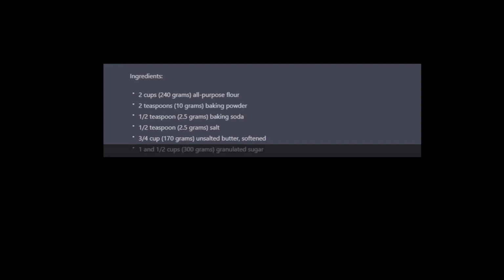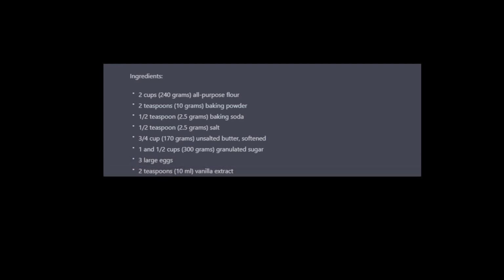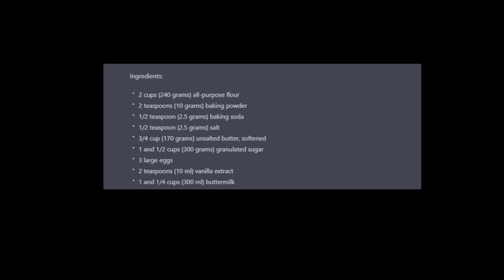3/4 cup or 170 grams of unsalted butter, softened, 1.5 cups or 300 grams of granulated sugar, 3 large eggs, 2 teaspoons or 10 milliliters of vanilla extract, 1.25 cups or 300 milliliters of buttermilk.